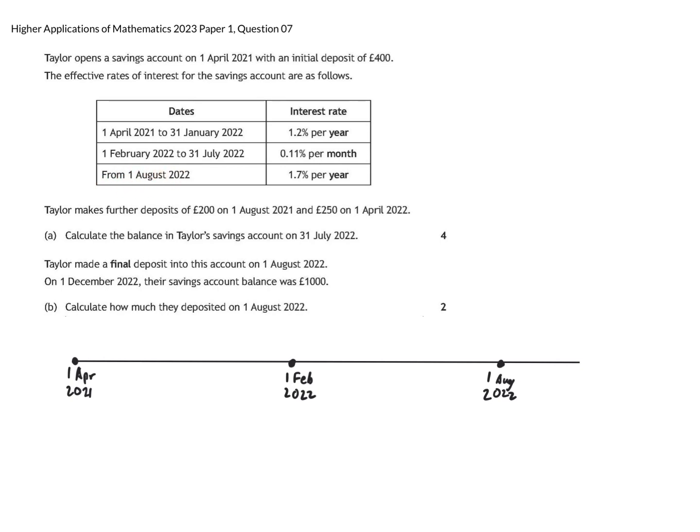I'm going to annotate my timeline to show that during this first time period here, the interest rate will be 1.2% per year. During the second period here, it'll be 0.11% per month. And for that third period, it'll be 1.7% per year. So it's important to note there that the interest rate changes from being a yearly effective rate to a monthly effective rate back to a yearly effective rate.